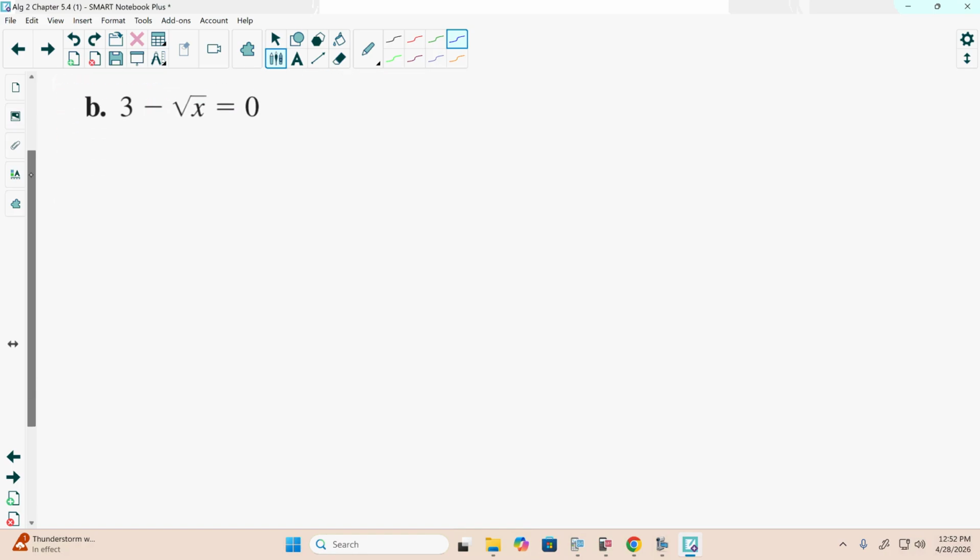3 minus the square root of x equals 0. Is there one radical? Yes. So we need to get it by itself. What's the first thing we can do to get the radical by itself? Yeah, we can add the square root of x to both sides. It's very tempting because we could have subtracted 3 from both sides. Don't have to.